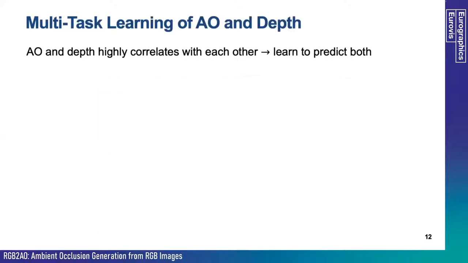The first point is multitask learning. Since AO is originally computed from screen space buffers, which contain depth information, it is natural that AO and depth highly correlate with each other. So we propose to simultaneously learn from them.